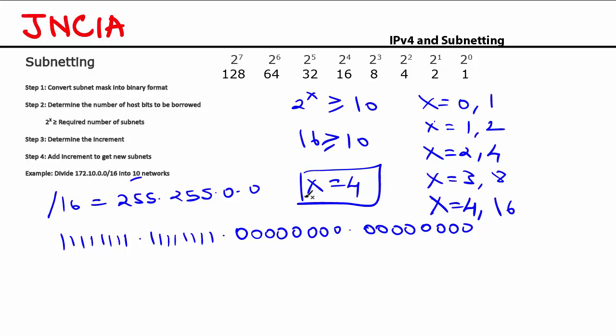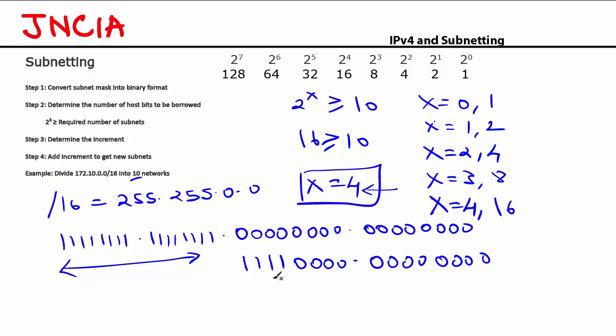That's step number 2. Before we move to the next step, let's look at the new subnet mask. Now the first 16 bits are already occupied with network bits, so we need to borrow additional bits from the host bits, which means we need to convert the zeros into ones, and we're going to convert 4 zeros into ones. So the new subnet mask would look like this. The first 4 zeros have been converted into ones, so the /16 now becomes /20.